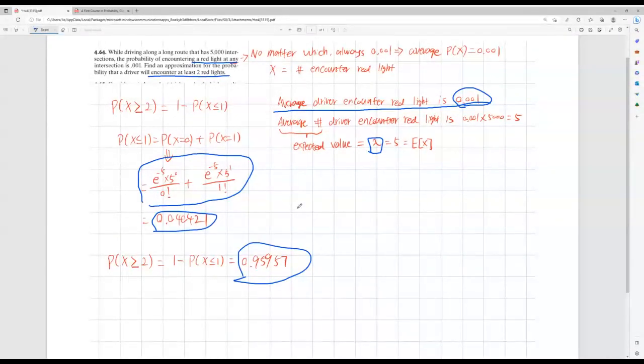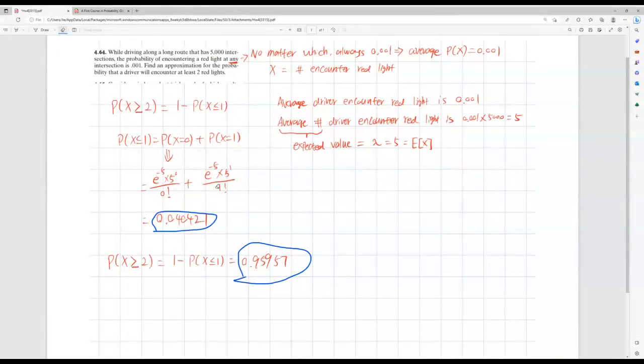I like this question because it combines the binomial distribution and the Poisson distribution. So you have to get the lambda from the binomial distribution. That's why you have a probability multiplied by n trials, 5,000, right? You get 5. Yeah, that's the expected value. Great, then use the Poisson probability distribution. Nice.